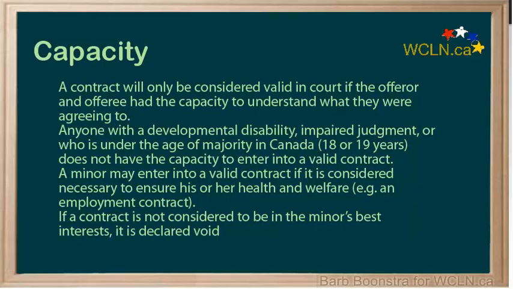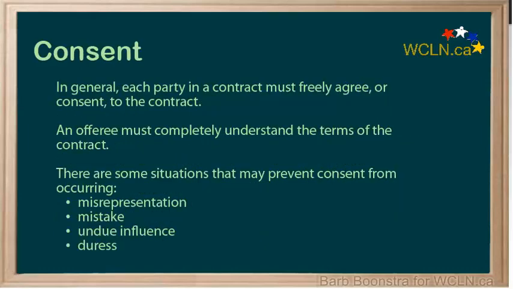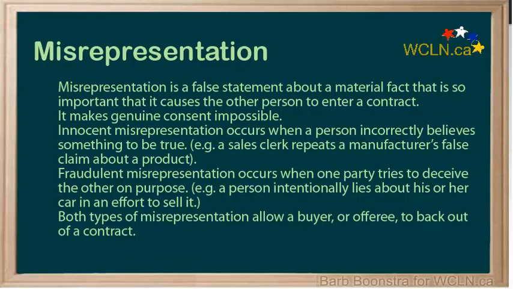In general, each party in a contract must freely agree or consent to the contract. An offeree must completely understand the terms of the contract. There are some situations that may prevent consent from occurring: misrepresentation, mistake, undue influence, or duress. Misrepresentation is a false statement about a material fact that is so important that it causes the other person to enter a contract. This makes genuine consent impossible.